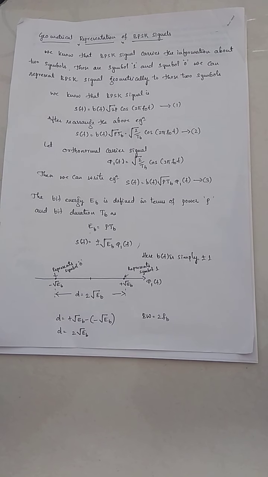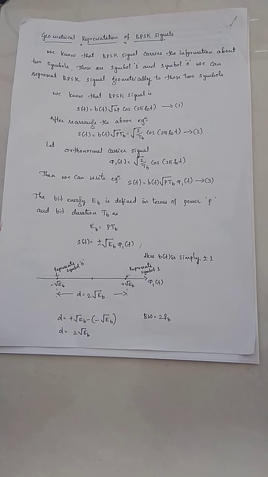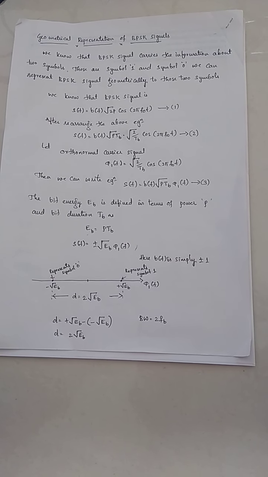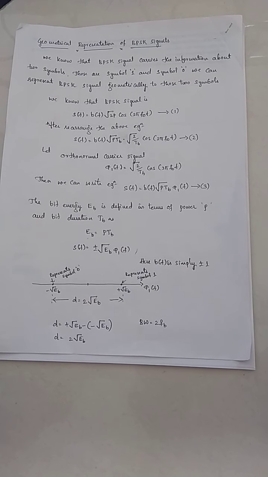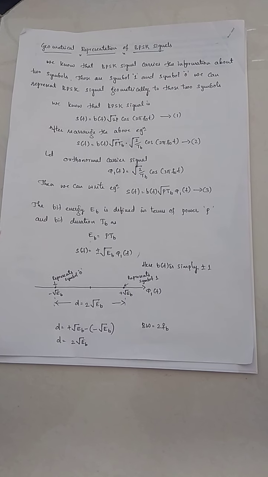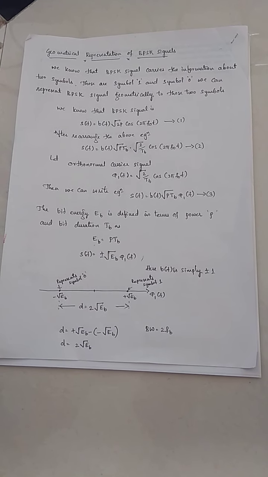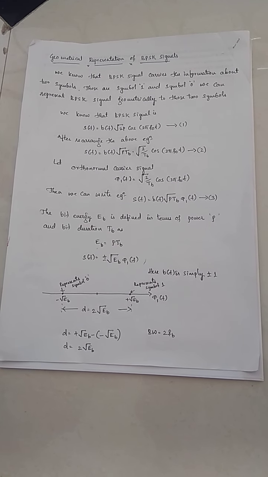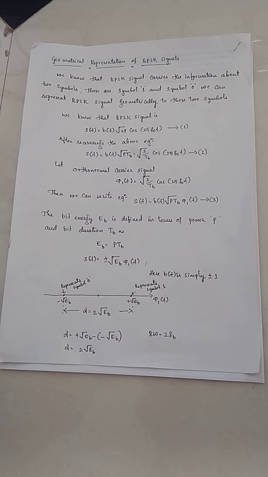In this video, I am going to explain the geometrical representation of the BPSK signal. We know that the BPSK signal carries the information about the two symbols, symbol 1 and symbol 0. We can represent the BPSK signal geometrically for those two symbols.